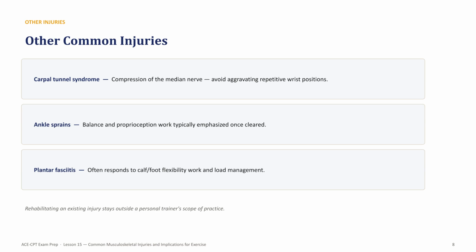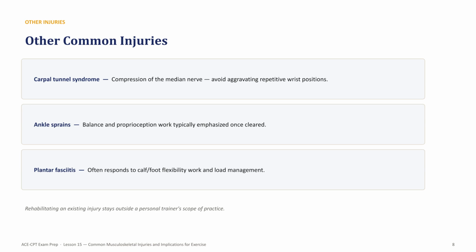Second, ankle sprains. Once a client is cleared, balance and proprioception work is typically emphasized. Retraining the ankle's ability to sense its position and react quickly is what rebuilds confidence and stability after a sprain. Third, plantar fasciitis. This one often responds well to calf and foot flexibility work combined with sensible load management, not overloading the foot before it's ready.